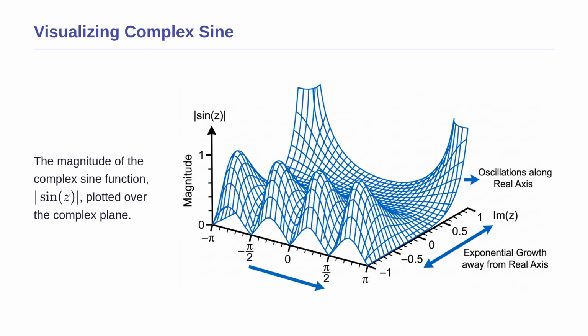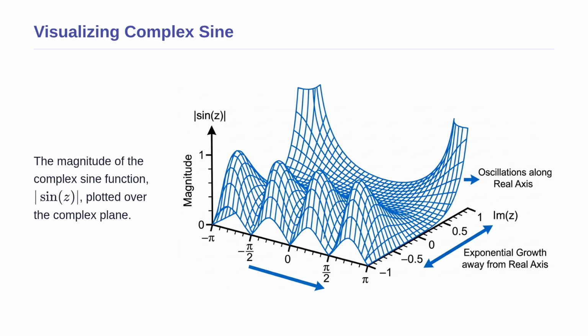Let us look at what this unbounded behavior actually looks like. Here you are seeing a three-dimensional plot of the magnitude of the complex sine function. The flat ground represents the complex plane, with the real axis going left to right and the imaginary axis going front to back. Notice the wave along the real axis. It oscillates perfectly between 0 and 1, just like the standard sine wave you are used to.